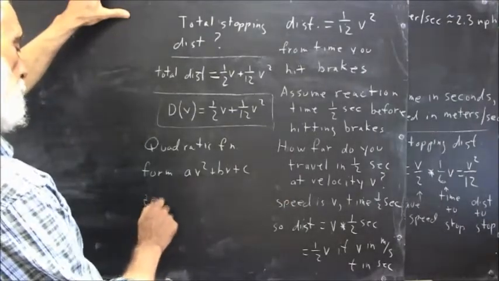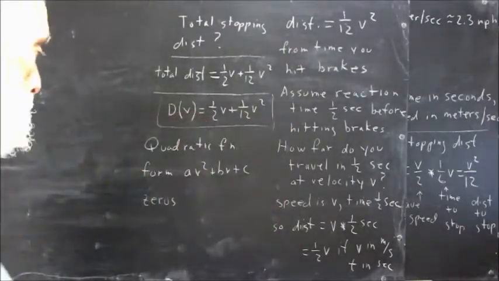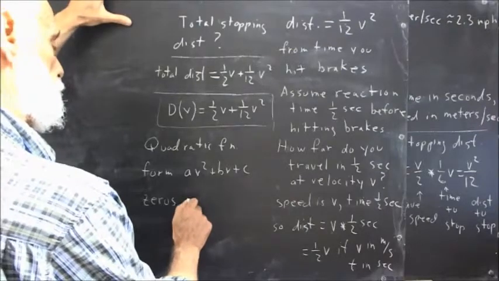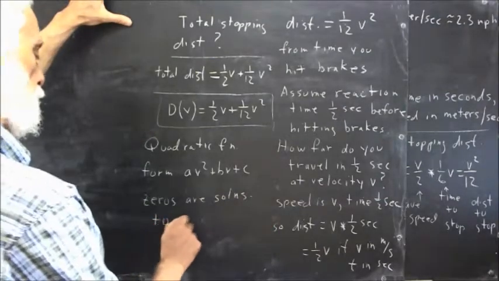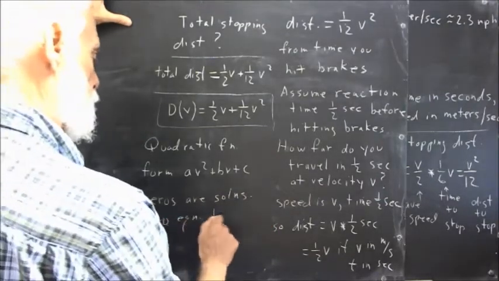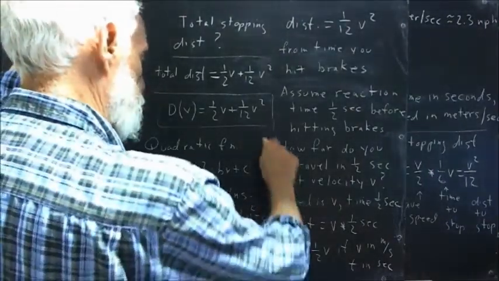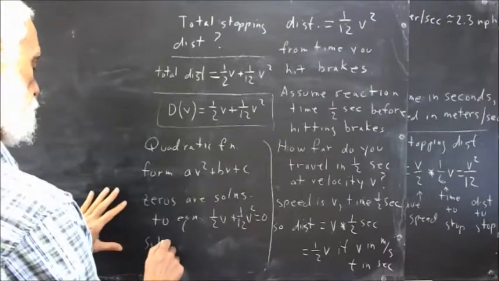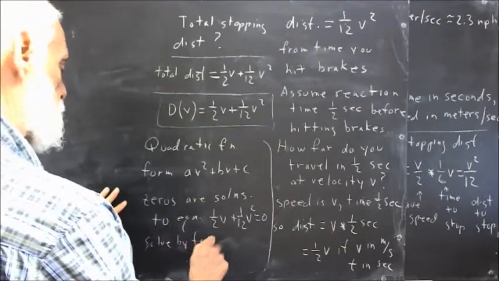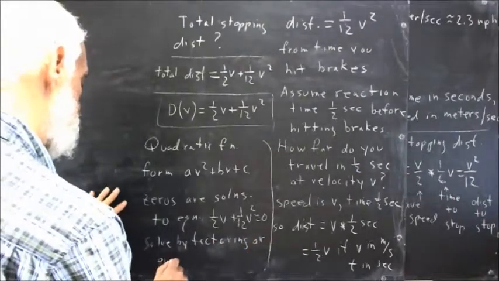And here are the zeros. We can get the zeros by factoring. The zeros are solutions to the equation 1/2 v plus 1/12 v squared equals 0. We can solve this equation by factoring, or by the quadratic formula.